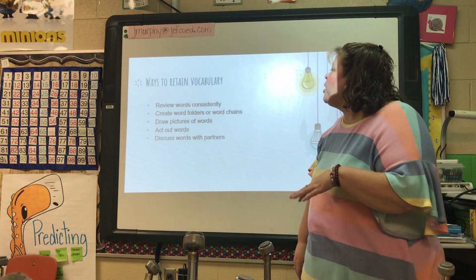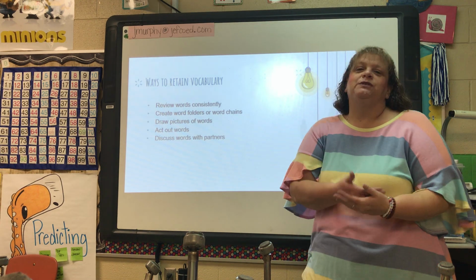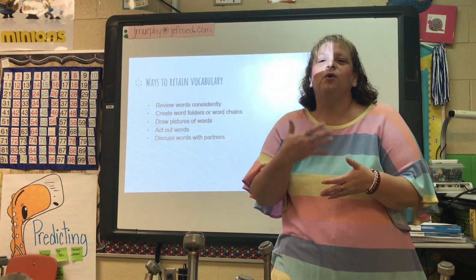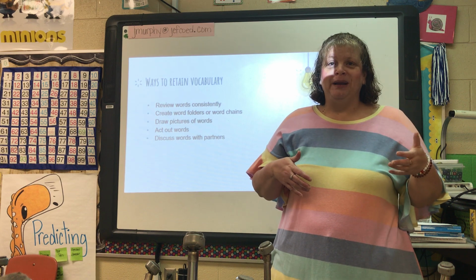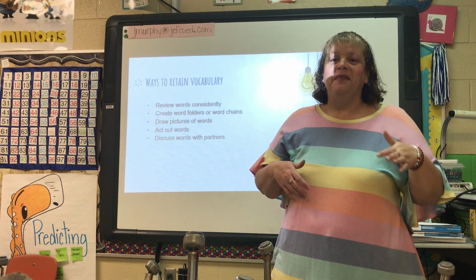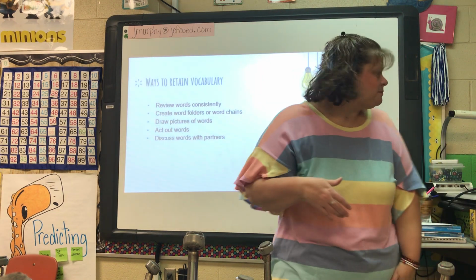We can draw pictures of the words. We can act out the words. Discuss words with partners. The more engaging we can make these words with our children, the more they'll remember them, and the more they're apt to use them and to hear them and remember what they mean.